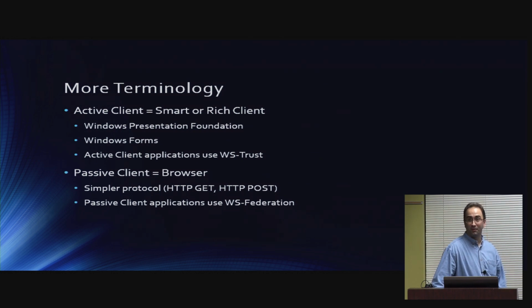A lot of terminology here, so we're going to have some more terminology. Active client, smart or rich client: Windows Presentation Foundation, Windows Forms. Active client applications use what's called WS-Trust, which we'll talk about in just a little bit. It's a specification, one of the extensions for security. Passive client, which is what we'll be spending time on tonight, is basically a browser client. It's a simpler protocol, uses HTTP gets and posts. The passive client applications use the WS-Federation protocol.